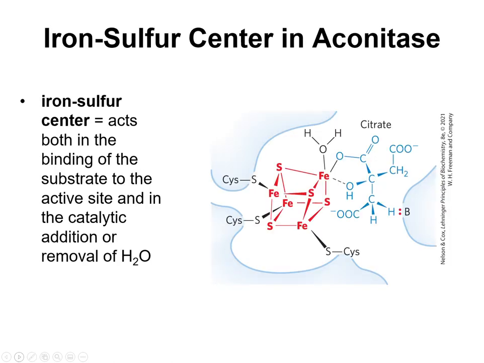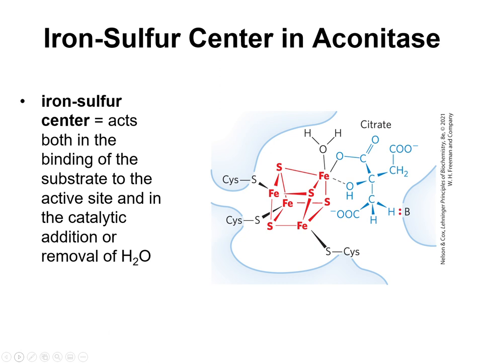Now, aconitase uses an iron-sulfur center. You'll also see that called an iron-sulfur cluster. So if I use that term, it's the same thing. And this iron-sulfur cluster is really important for binding the substrate, which is citrate, and to catalytically add or remove that water. So without that iron-sulfur cluster, you cannot do this chemistry.